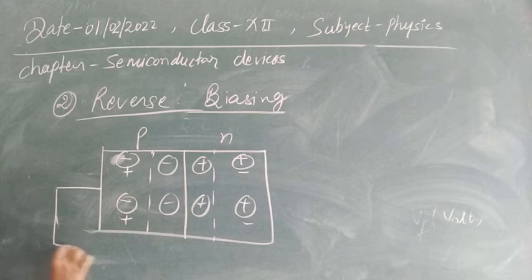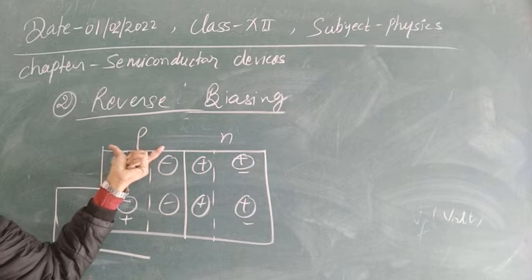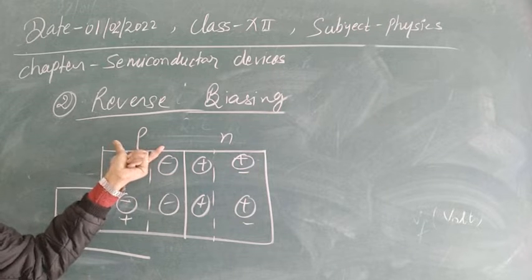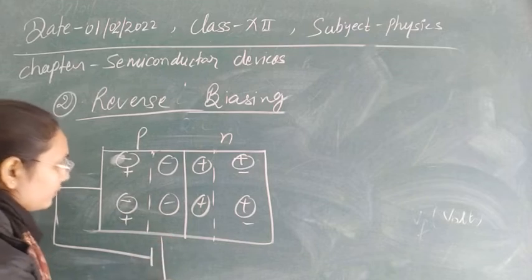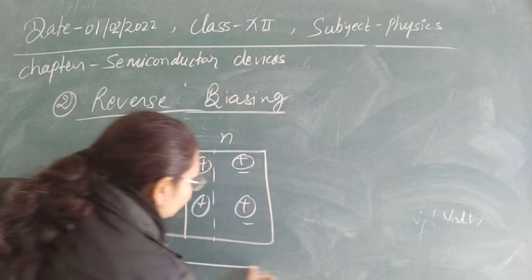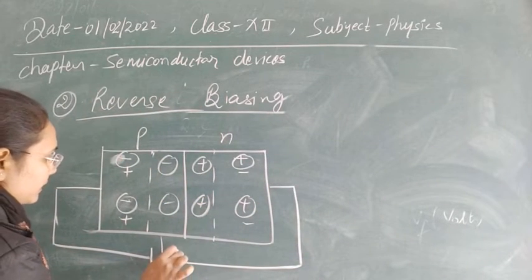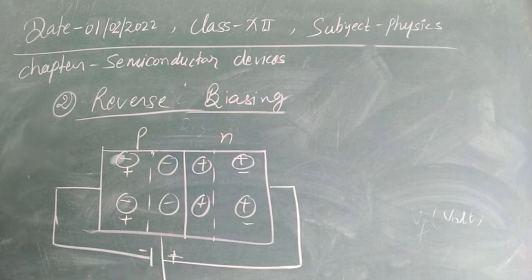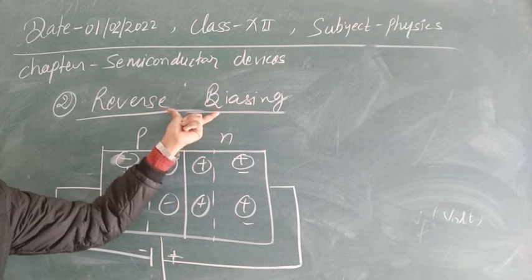So in the case of reverse biasing, the P side of the PN junction diode is connected with the negative terminal of the battery, whereas the N side of the PN junction diode is connected with the positive terminal of the battery. Only these two kinds of connection are possible, and these are known as the two types of biasing.